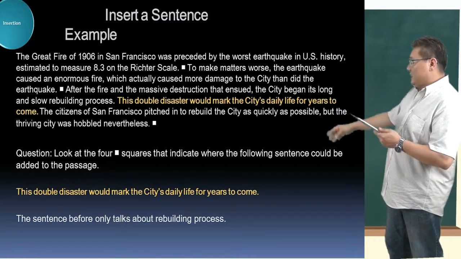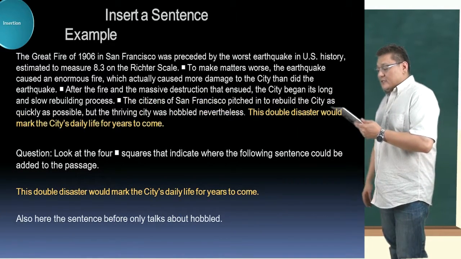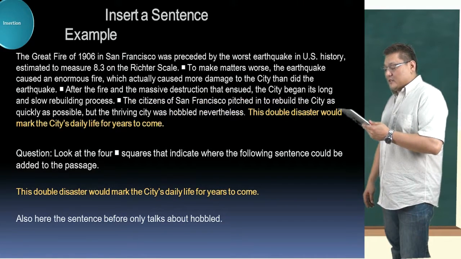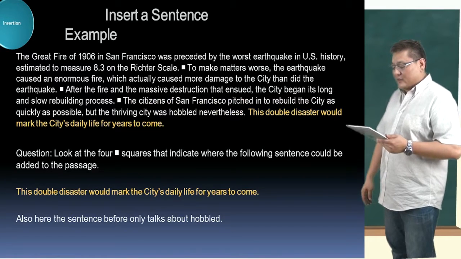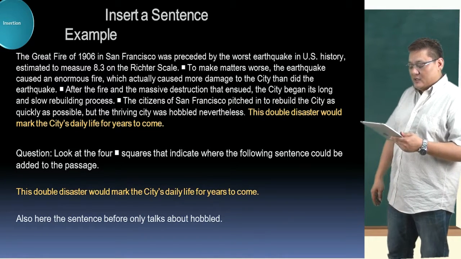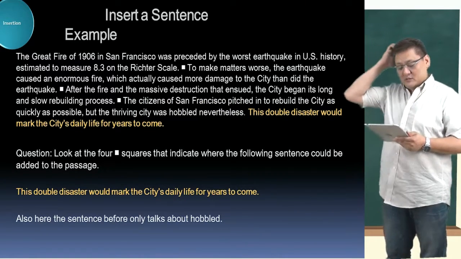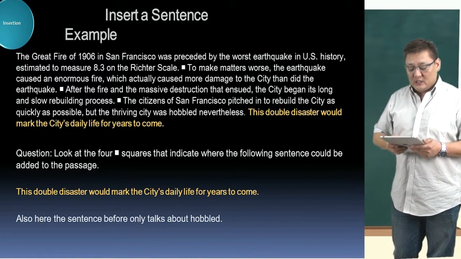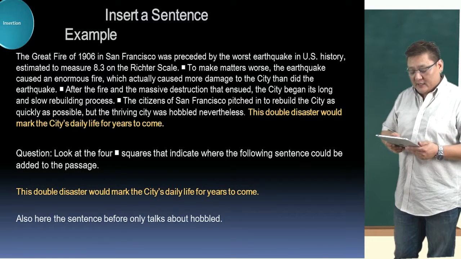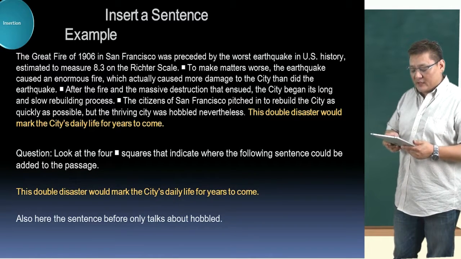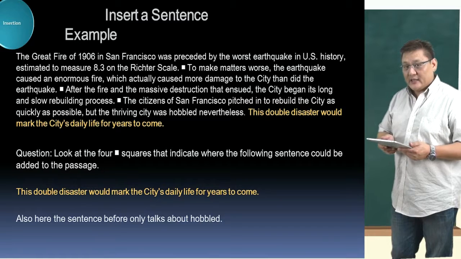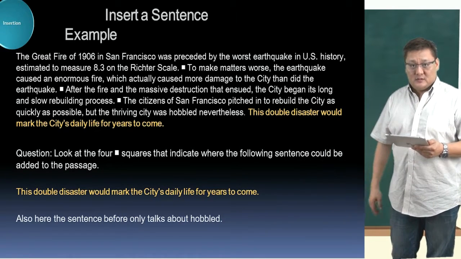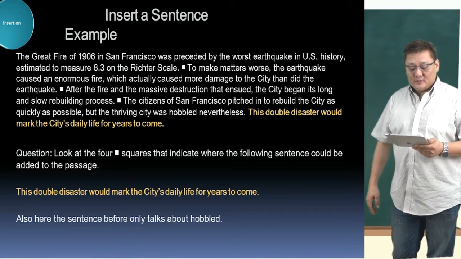Let's try putting it in the last one, at the end. Right here. Okay, the citizens of San Francisco pitched in and rebuilt the city as quickly as possible, but the thriving city was hobbled nevertheless. A double disaster would mark the. But then you say again, teacher, this seems to make sense too, it talks about the whole problem. Okay, look at the ending again. Thriving city was hobbled nevertheless. Okay, it has to tell me something. The next sentence is how it was hobbled. Right? So it can't be there.